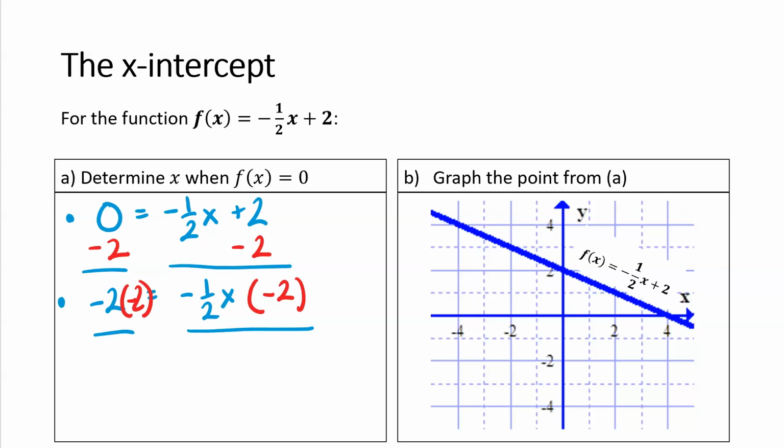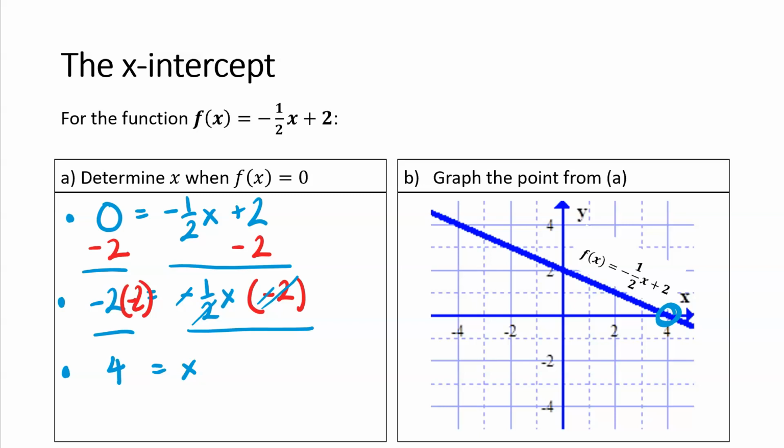Negative 2 times negative 2 on the left is 4. And then negative a half x times negative 2, you'll see the 2 on the top and bottom cancel out. The negative times negative is positive. So we have 4 equals x, or x equals 4. Same thing. Where's that point on the graph? Right there, on the x-intercept.